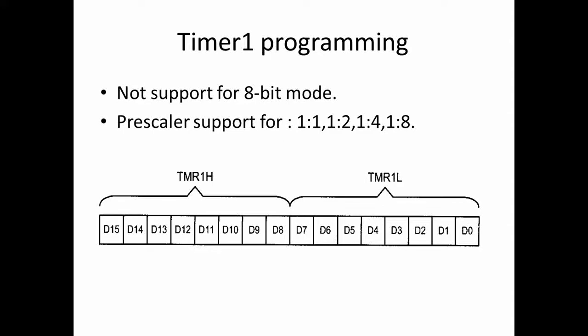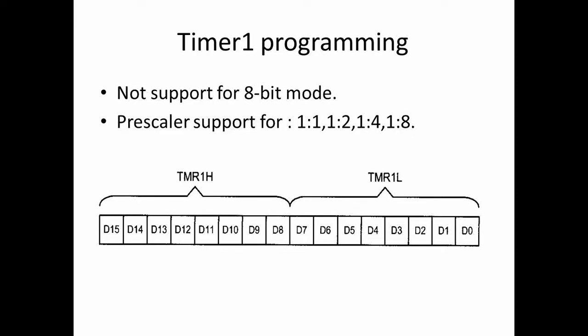We have also used the prescalars, wherein if the time delay generated with 16-bit mode is not sufficient, you can go with a prescalar option. We have a prescalar from 1:2 to 1:256. With that, we can have a higher time delay and a lower square wave frequency. So in this video, let us discuss timer 1 programming.